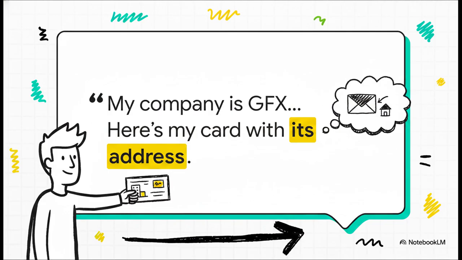Then Reiner replies, "My company is GFX. Here's my card with its address." Notice how he just effortlessly switches gears here. First, he's talking about himself, my company.